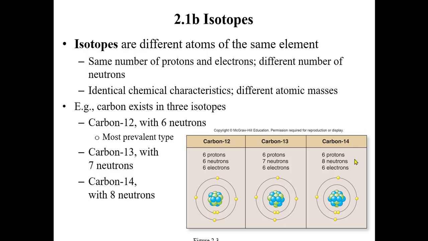In an isotope, the two things that change are the number of neutrons and the mass. So when the number of neutrons changes, the mass changes, and then we call that an isotope. So it's a variation of the same element, but the number of neutrons and therefore the mass has changed.